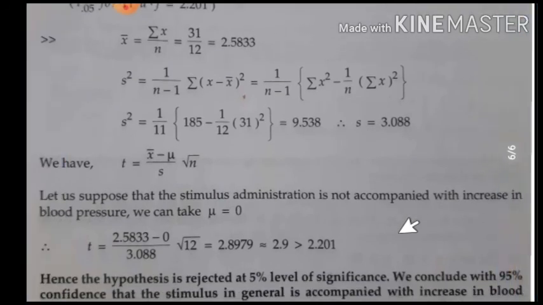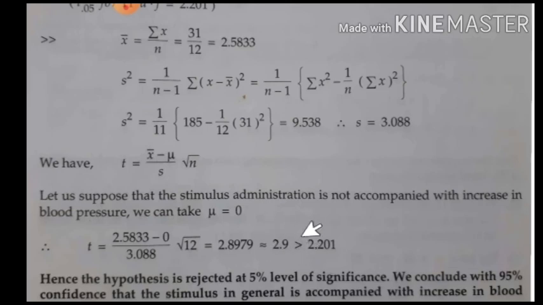Now calculate the t value. x bar minus mu by s by root n. So mu value is taken as 0. So with root 12, when you calculate it, you get 2.9. Observe that the table value given is 2.201. So the calculated value is greater.